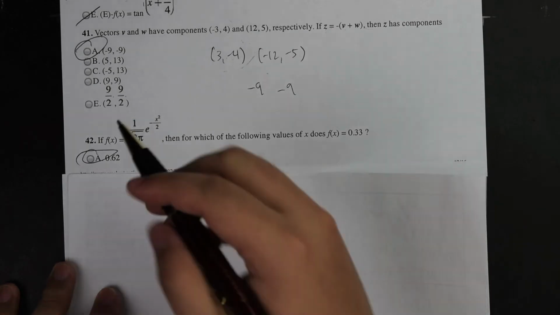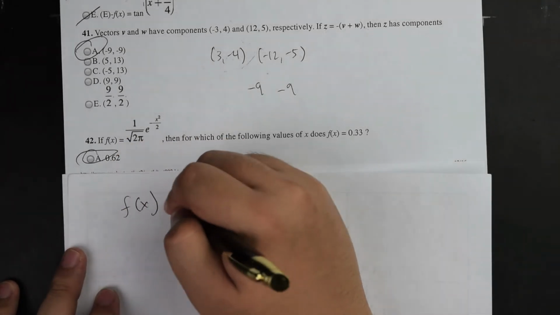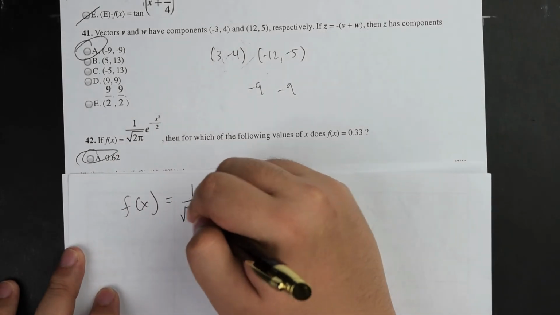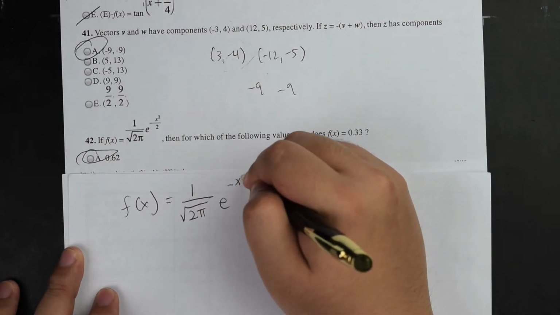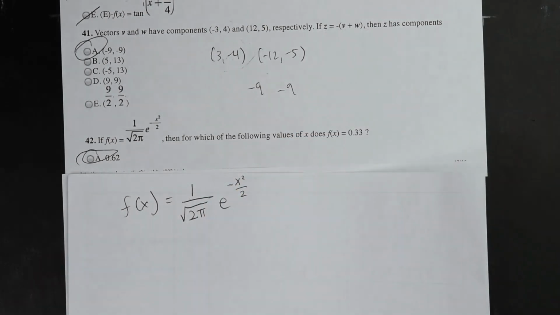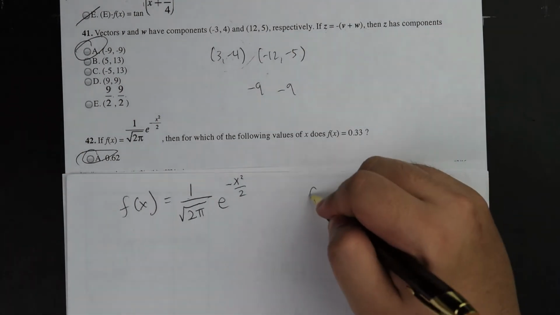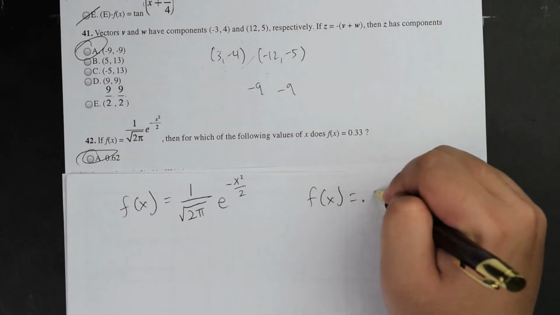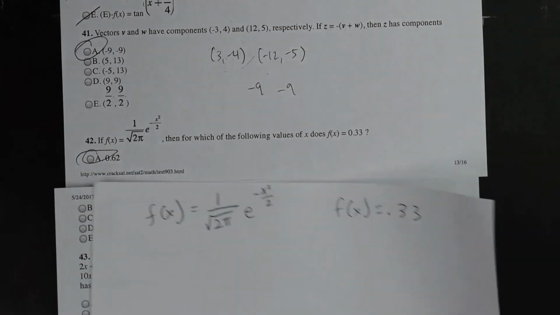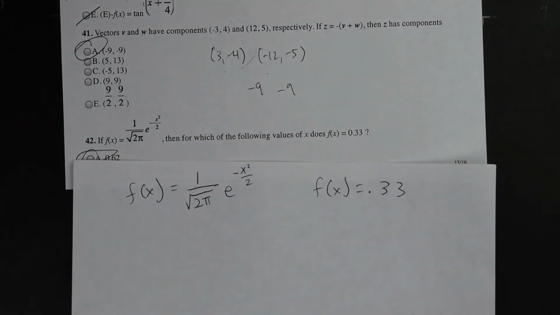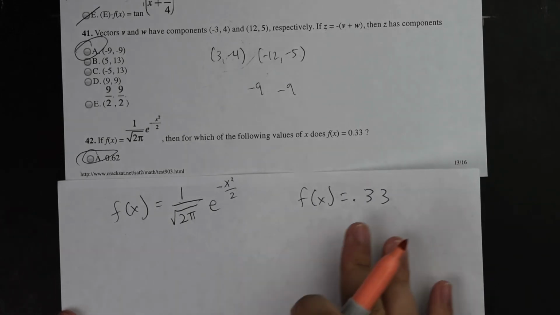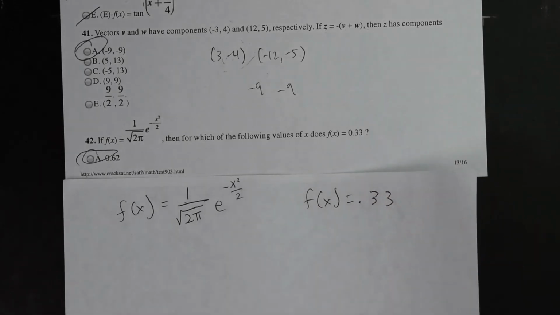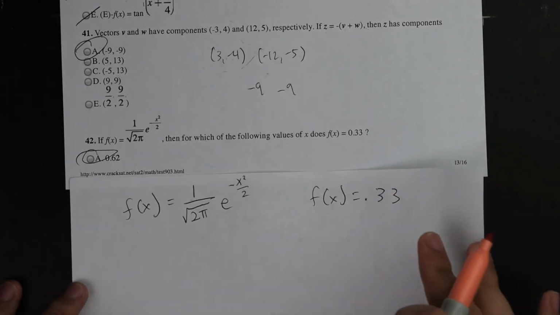So right here, they give you f of x equals 1 over square root 2 pi, e to the negative x squared over 2. And the first thing they tell me is that f of x equals 0.33. Okay, when I'm doing this type of question, I need to be careful not to mess things up or do the wrong sequence. This is what this purely is based on.